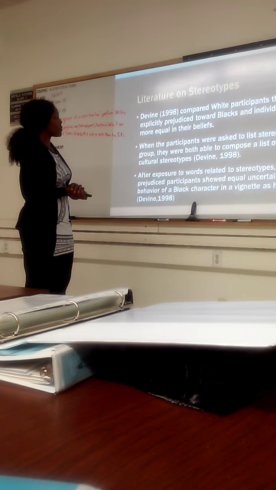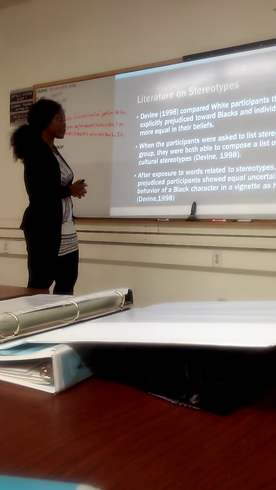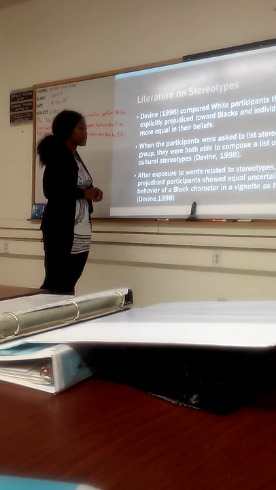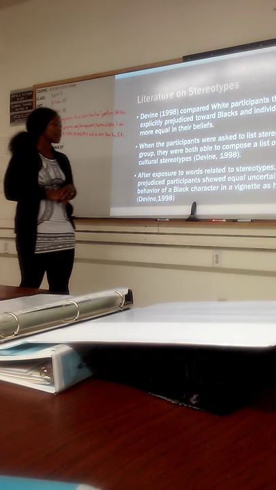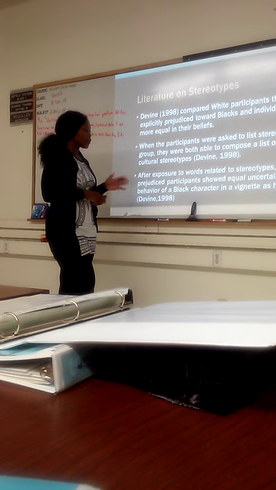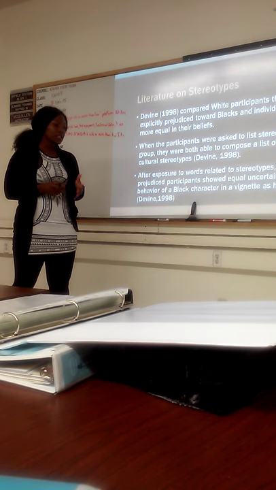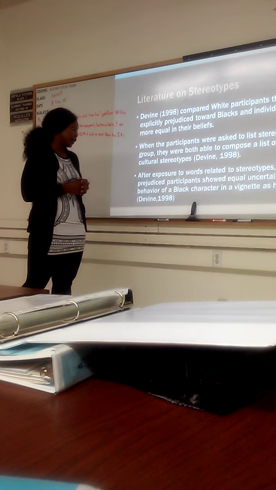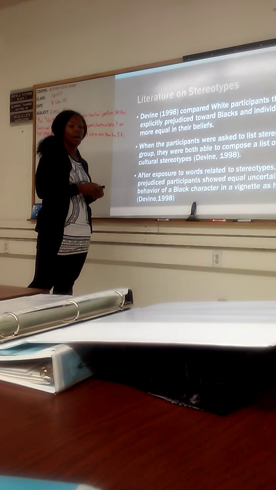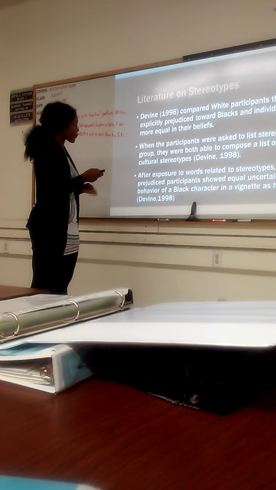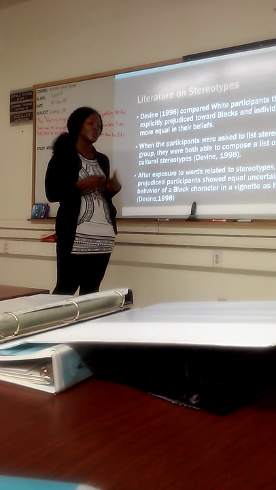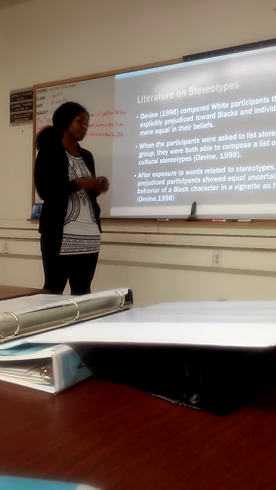Devine compared white participants that were explicitly prejudiced towards Blacks with individuals that were more egalitarian in their beliefs. When the participants were asked to list stereotypes of groups, they were both able to compose a list of common cultural stereotypes. After exposure to the stereotypes, both high and low prejudice participants showed equal tendency to interpret the behavior of a Black character in a vignette as hostile. The importance of this literature is to show that just being exposed to or aware of those stereotypes can change your behavior.